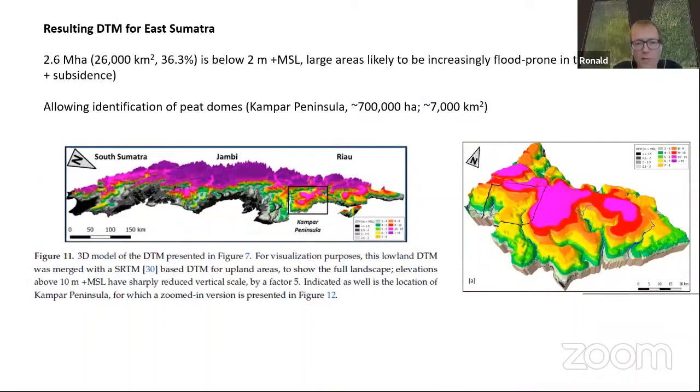Further, what the elevation model shows is that almost 2.6 million hectares of the land is really low, below 2 meters above mean sea level. So large areas will likely be increasingly flood prone in the future, considering sea level rise and soil subsidence. The elevation model also allows us to identify peat domes. An example of this was shown earlier already, and now here as well on the right side of the Kampar Peninsula.